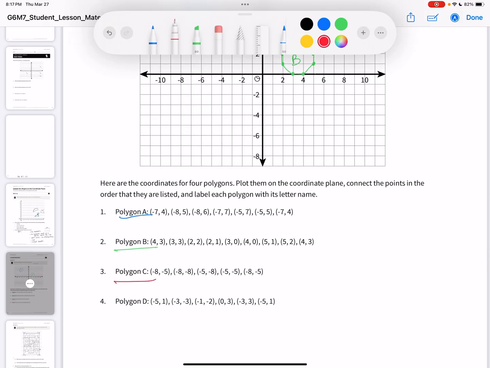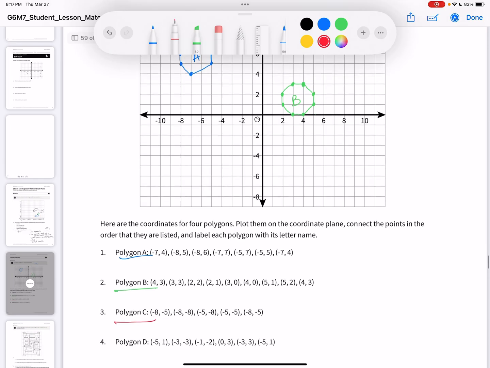Let's do polygon C. And that's -8, -5. So we go to the left 8 to get -8 and down 5. 1, 2, 3, 4, 5, right there. Then we have -8, 8. So keep going. Then we have -5, -8. And then we have -5, -5. And then we have -8, -5, back to the beginning. So that made a nice square.